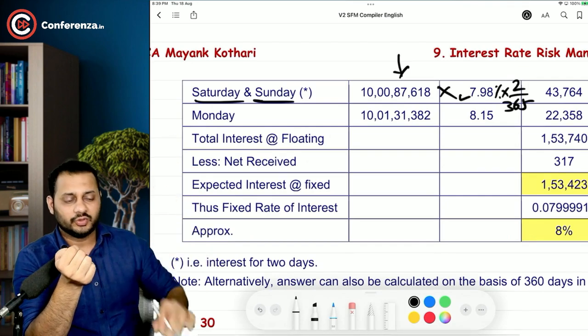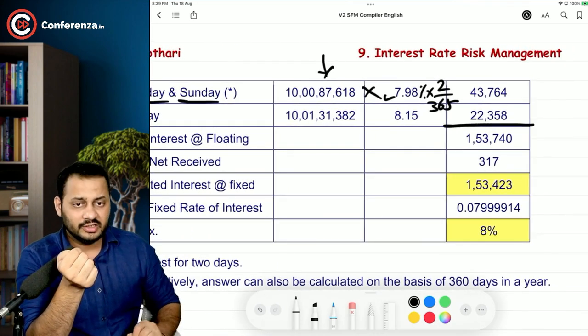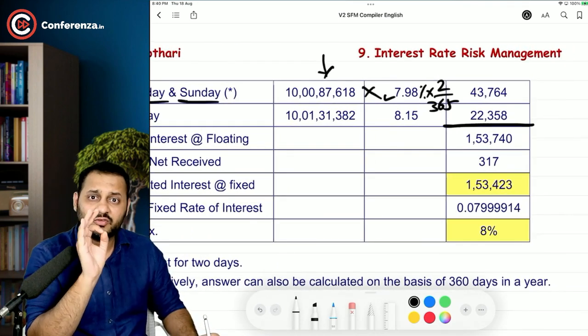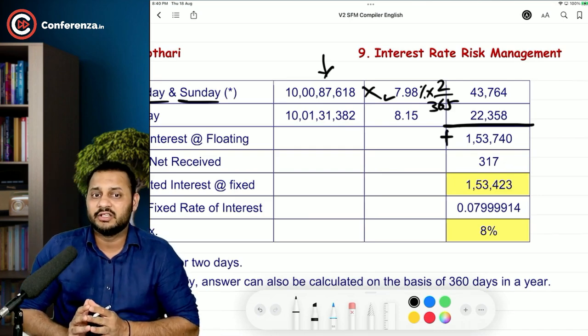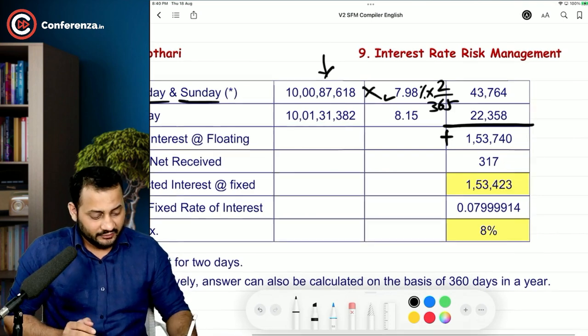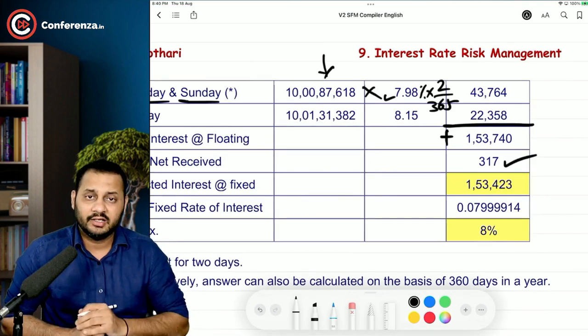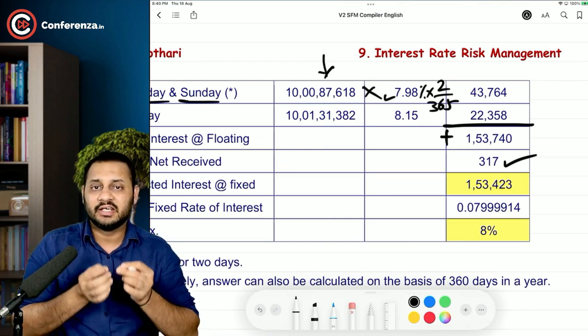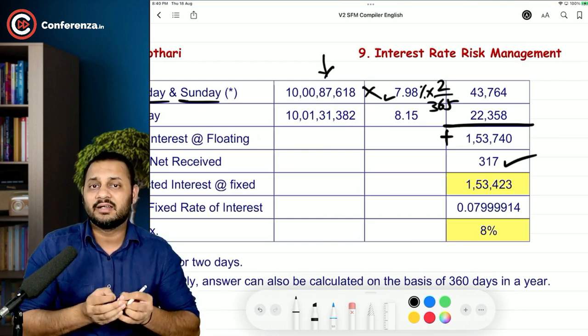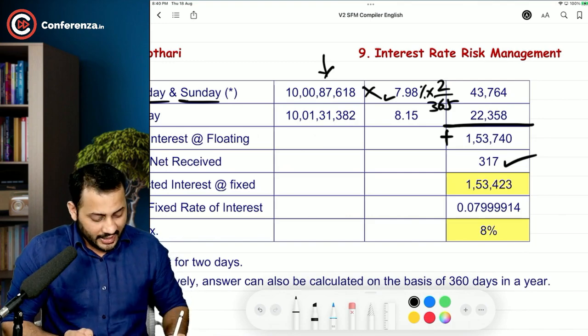And then Monday. So what you did for all the 7 days, you did the calculation of the floating rate receipt. So this was supposed to be received by us, 153,740, but we received only this much. Why? Because 153,740 is 317 rupees higher than our fixed payment. So we had to pay this much.